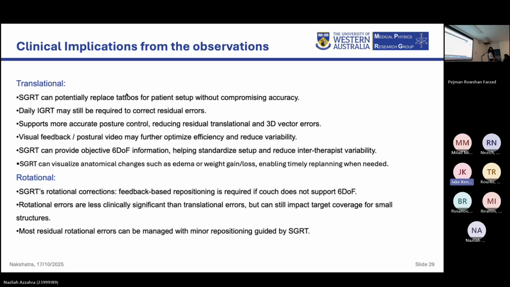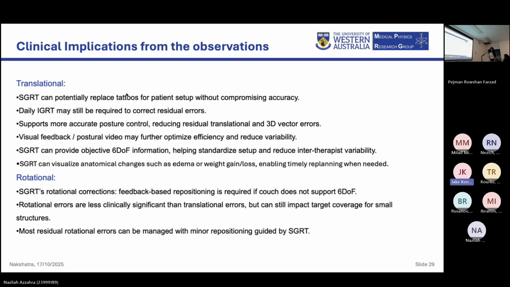SGRT also provides objective 6 degrees of freedom information, helping to reduce the inter-therapist variability and can visualize anatomical changes such as swellings or weight gain or loss, enabling an alert for the RTs or the medical physicists to replan.